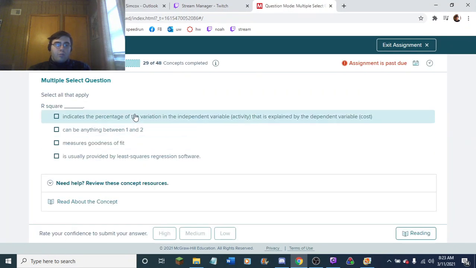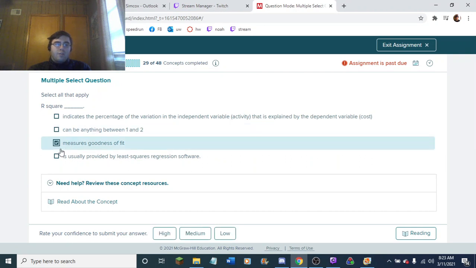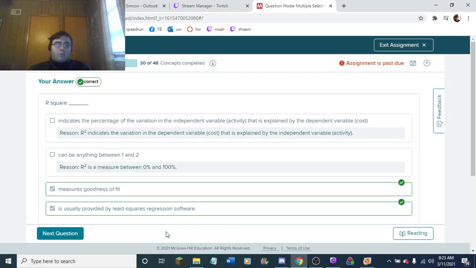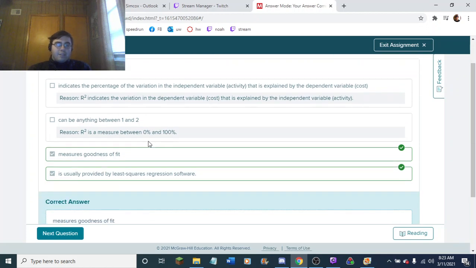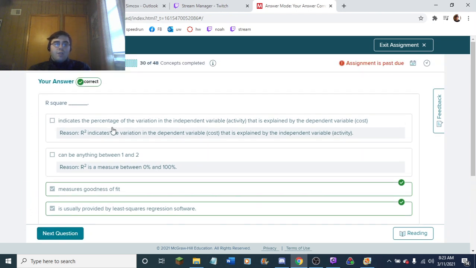Okay. The R squared measures goodness of fit. R squared is the measure between 0 and 100%. R squared indicates the variation in the dependent variable cost that is explained by the independent variable. Okay.